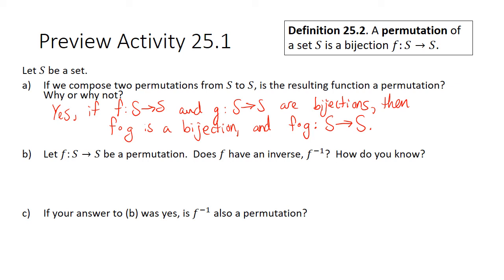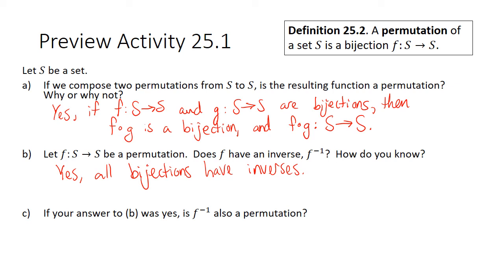Okay, so part B, let F from S to S be a permutation. Does F have an inverse, F inverse? How do you know? The answer is yes. All bijections have inverses.